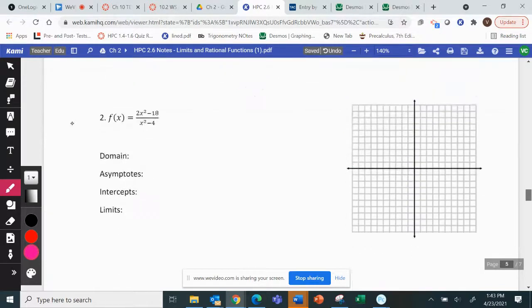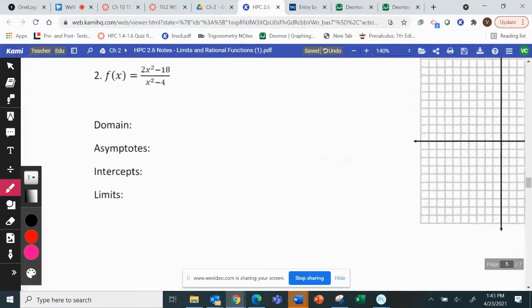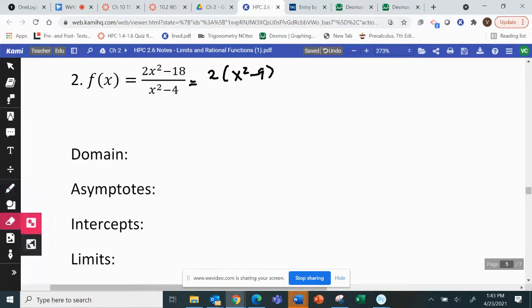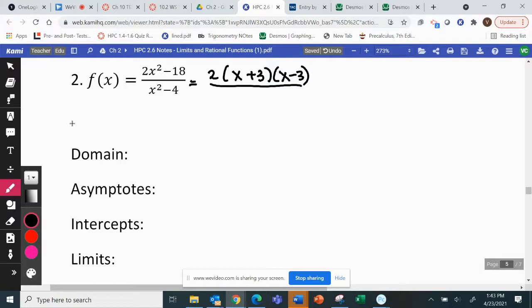All right, so let's do another one. I'm going to see this equation, and immediately I say, factor it. Okay. So I took out a 2. I have x squared minus 9. I'm going to erase that because that factors further to x plus 3, x minus 3. And then x plus 2, x minus 2. Nothing cancels. But now we can find vertical asymptotes.